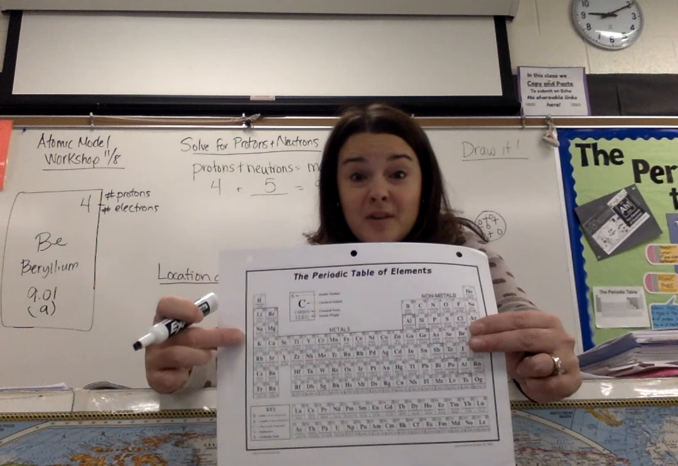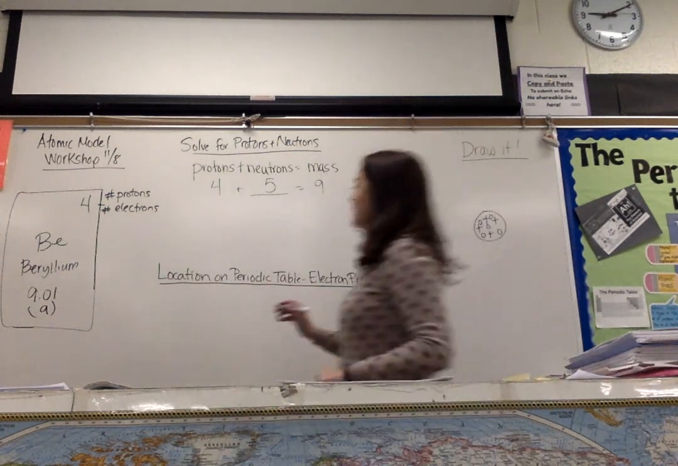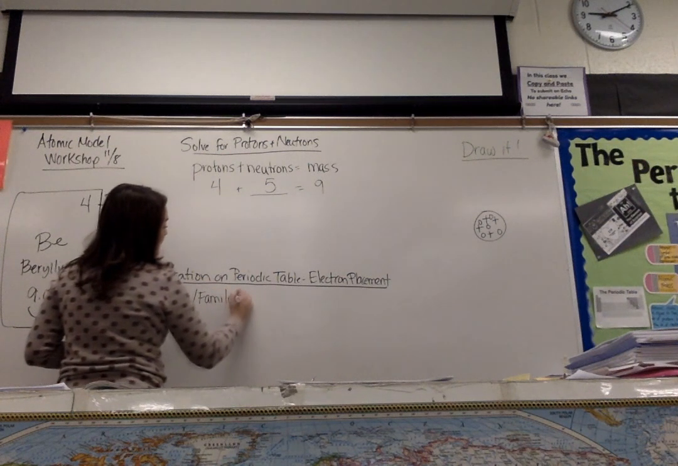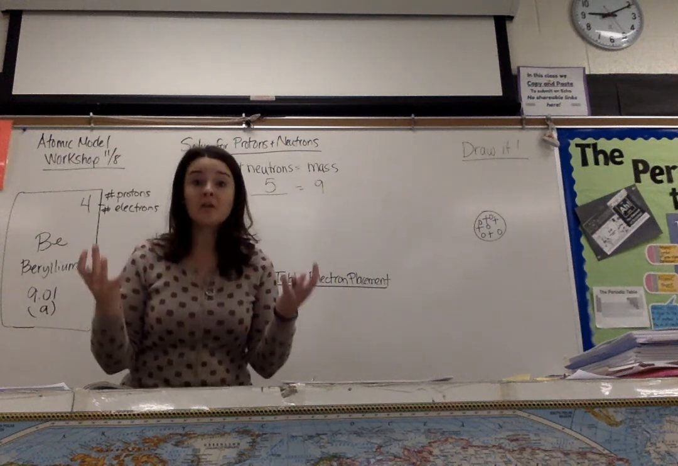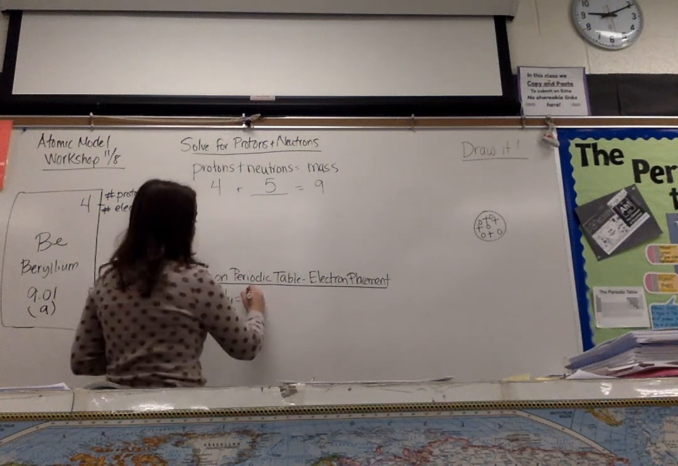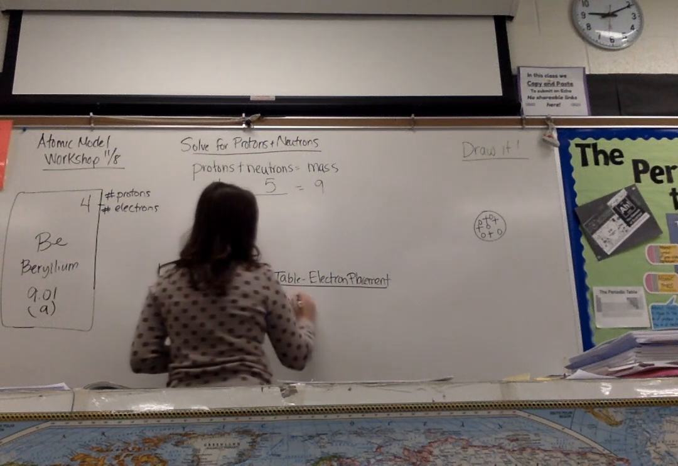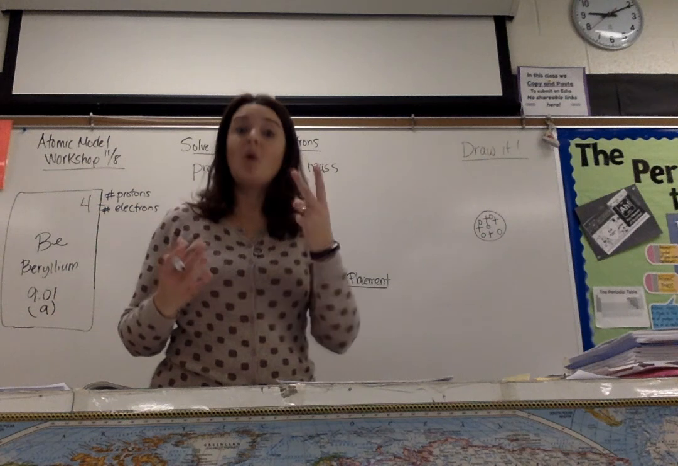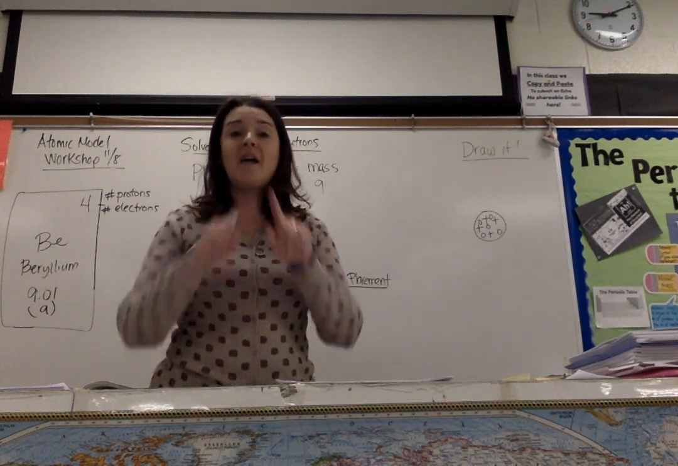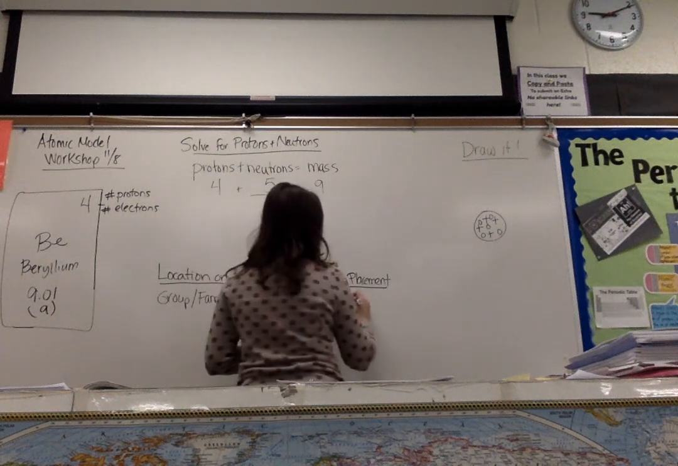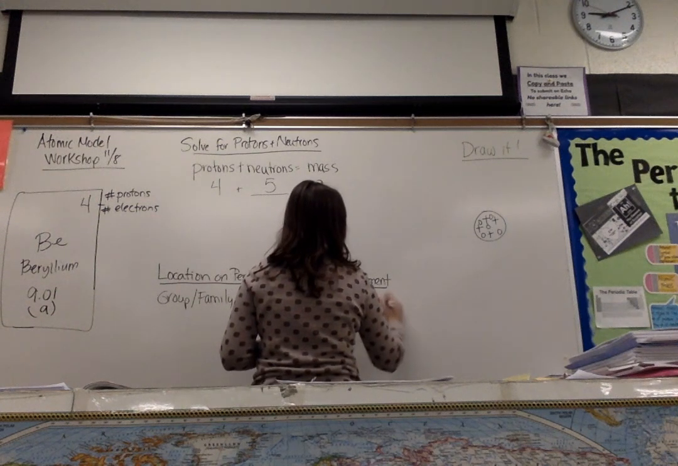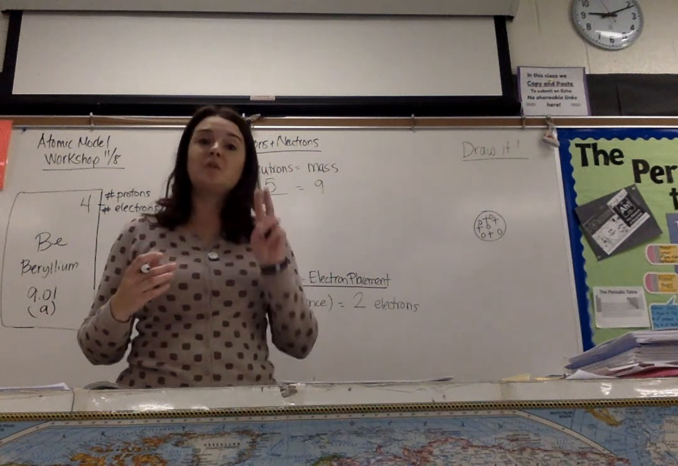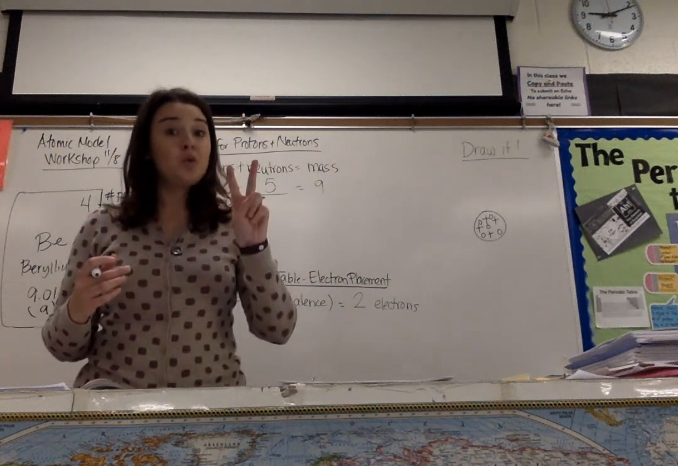So this is going to be the next part of our discussion, electron placement. The group or family tells us how many outer electrons there are. So stay with me. Outer electrons are called valence electrons. Since beryllium is in family 2, we're going to put 2 electrons on the outermost ring. That's important information. Now, beryllium is in period 2, so that tells us that beryllium's atoms have 2 rings.